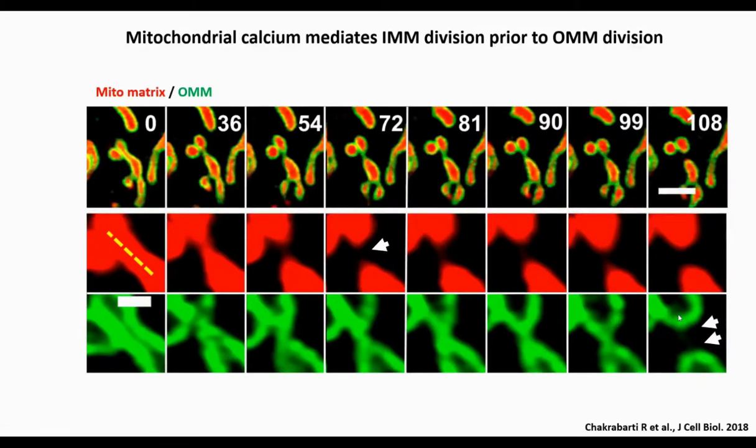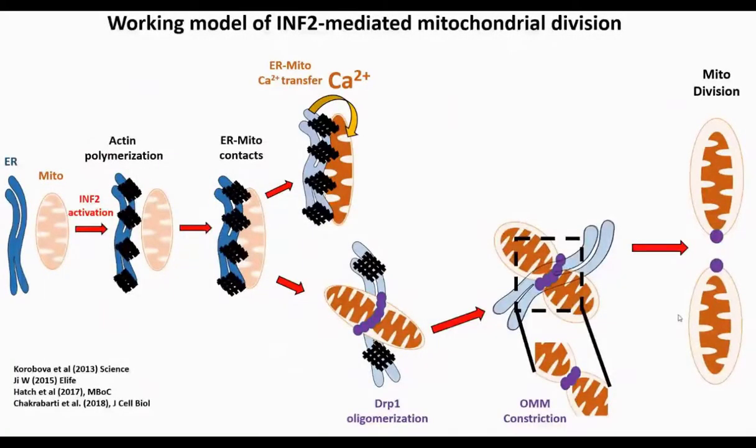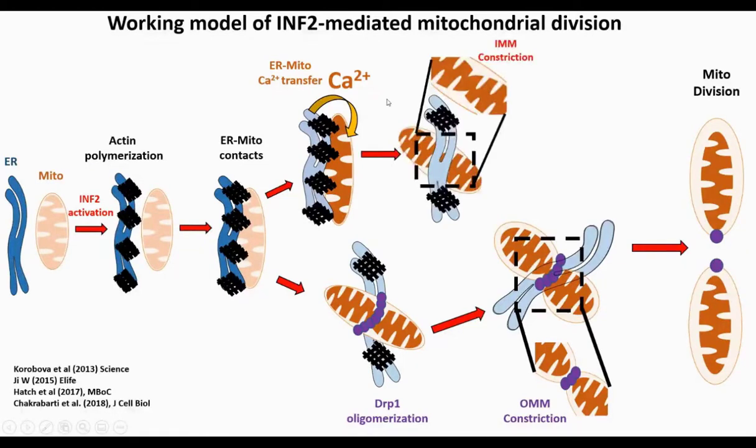So what it meant was this calcium influx, which generated these constrictions, was actually dividing the inner membrane first, which stayed divided, and then the outer membrane finally would snap off under the influence of DRP1. So the model that we have right now is, upon this calcium transfer, you have these IMM constrictions, which are independent of DRP1. And these constrictions generate an intermediate step where the IMM divides and stays divided.